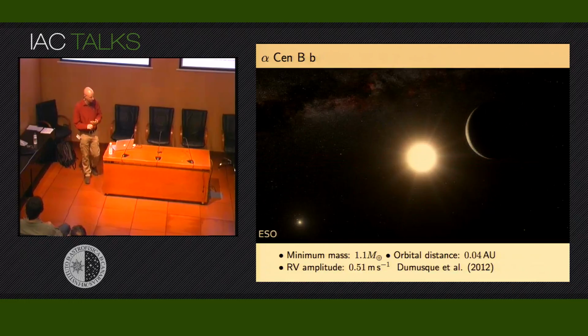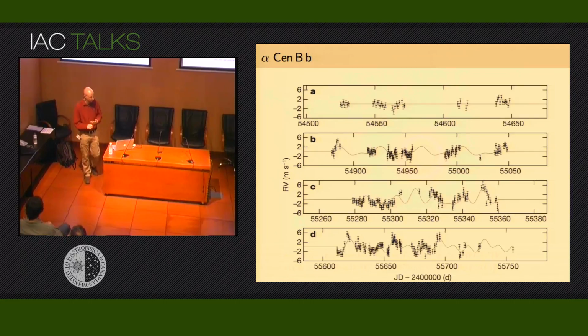A few months ago, I guess you all know about this nice result by Xavier. He and co-workers have found a planet around Alpha Centauri B. This planet has pretty much the mass of our own Earth. It's just very close in. What's amazing about this measurement is that they can measure a radial velocity amplitude of only half a meter per second. And it was quite difficult because Alpha Cen B is a relatively active star.